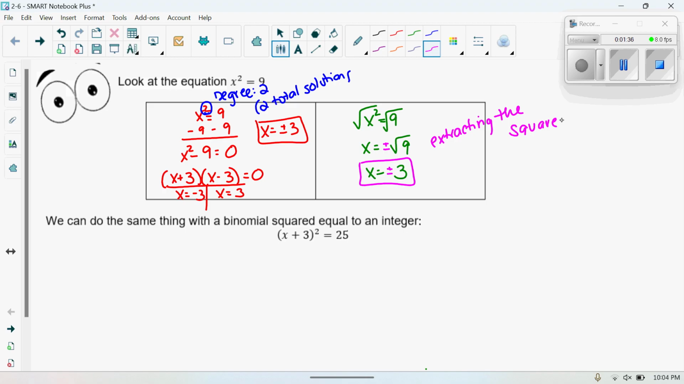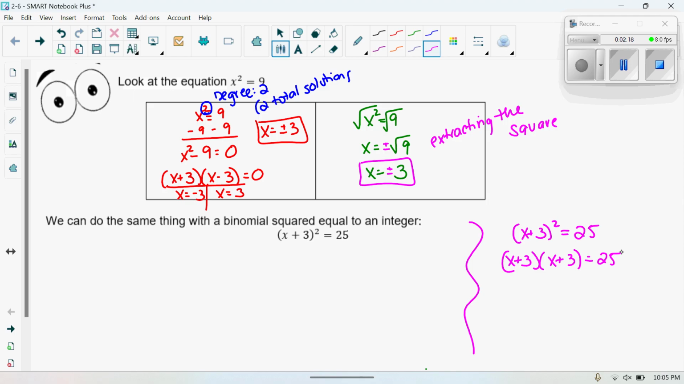And we can apply this method when there is a binomial squared as well. Remember that a binomial means 2 terms. So I have x plus 3 squared equals 25 right below as my next example. If I wanted to solve this by setting it equal to 0 and factoring, I would first need to deal with this binomial squared. A binomial squared, remember, I have to write 2 times, and I have to apply the box method. And then I would need to combine like terms, set it equal to 0, factor, tee off, and solve.